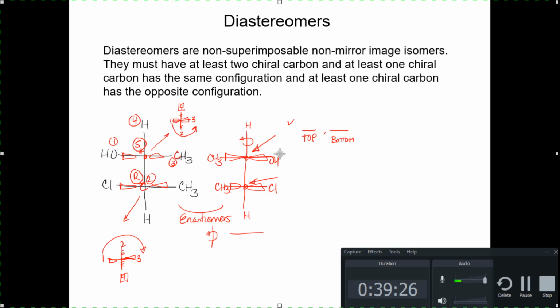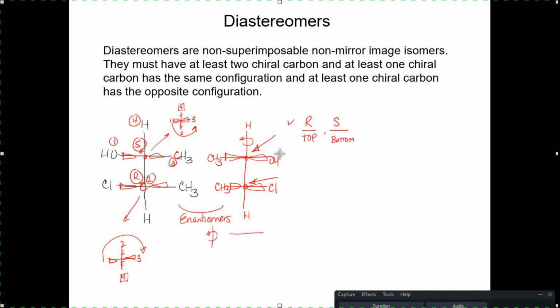Okay, are you back? Well, since this chiral center is a mirror image of this one, its configuration is exactly opposite. So the top would be R and the bottom would be S. That was easy enough. So whenever you have enantiomers, every single chiral carbon is going to have exactly the opposite configuration. Okay? So that's the answer to that question.